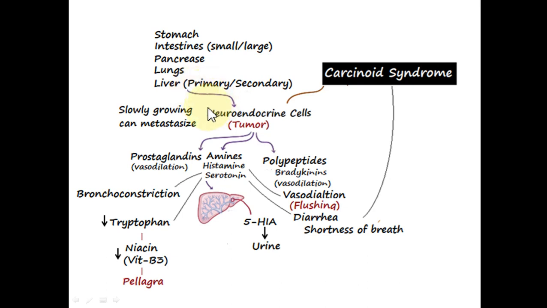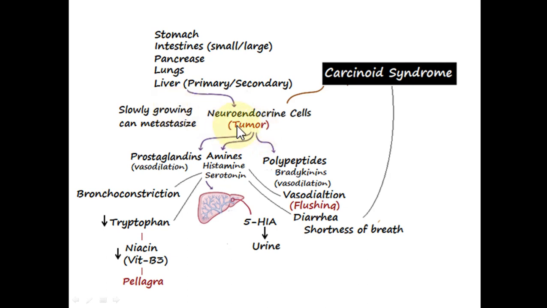Generally, the carcinoid syndrome, carcinoid means carcinoma-like. Carcinoid tumors may be benign, and sometimes they may be malignant. Generally, the carcinoid tumors are slow growing tumors, and they have the potential of local invasion and distant metastasis.